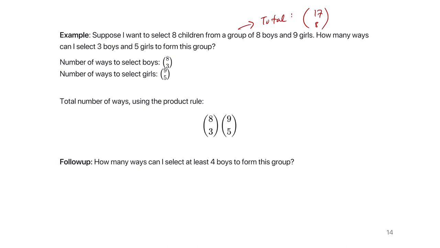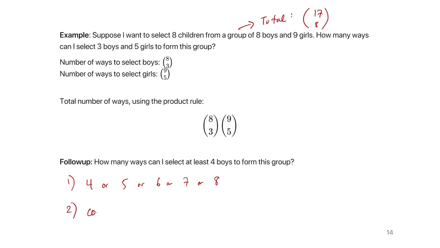Okay, cool, let's come back together. Okay, so there's 2 ways I could approach this, okay? And so the first, the more direct way, is I recognize at least 4 boys means 4 or 5 or 6 or 7 or 8. So what I can do is find the number of ways I can select 4 boys, add that to the number of ways I can select 5, add that to the number of ways I can select 6, 7, and 8. So 4 or 5 or 6, or 7, or 8.